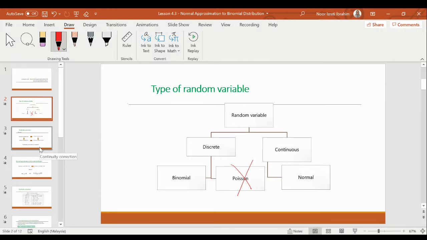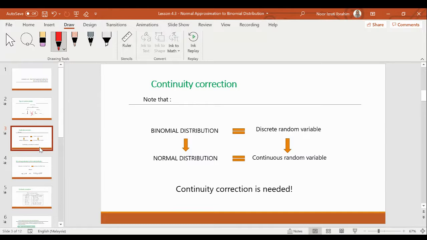All right. So in this lesson 4.3, we are going to transform the discrete random variable to a continuous random variable, because we are transforming the random variable that follows the binomial distribution to a random variable that follows normal distribution. And since we are converting from discrete to continuous random variable, you have to do continuity correction, because we are changing the nature of the random variable from discrete to continuous.